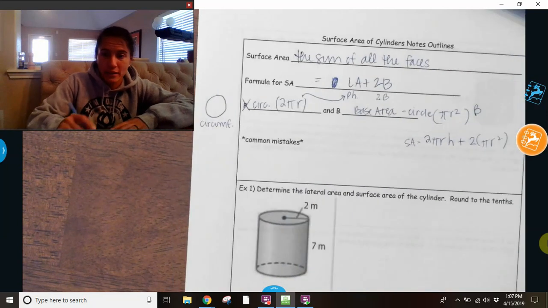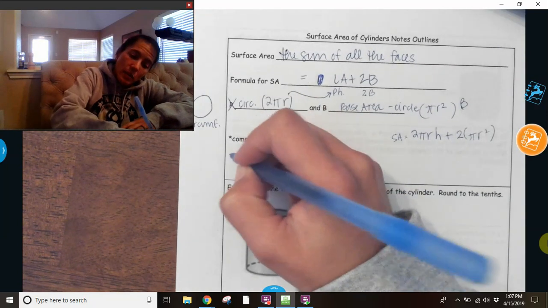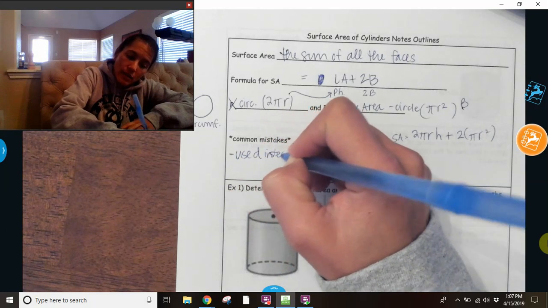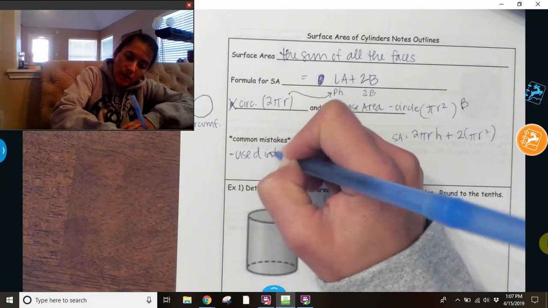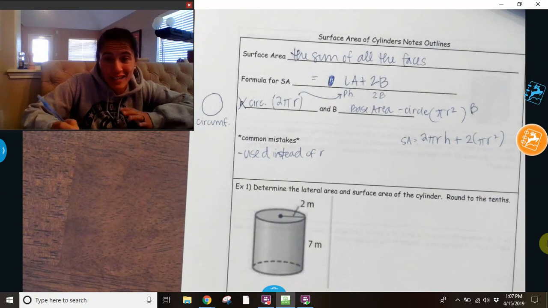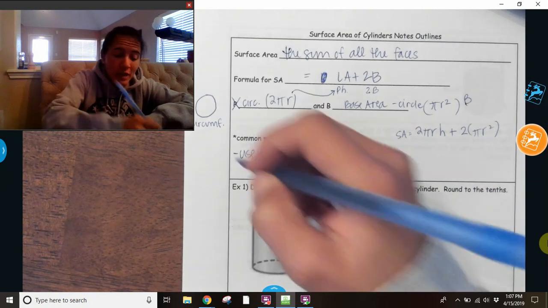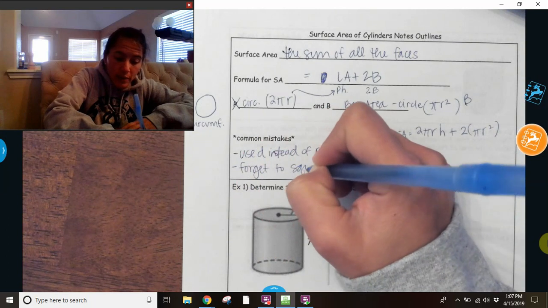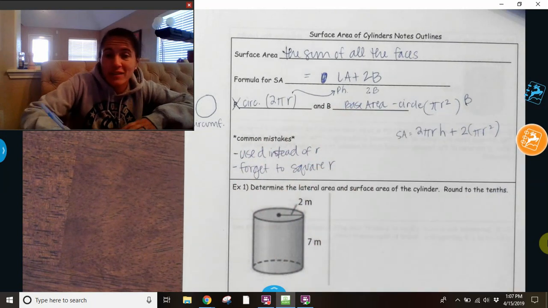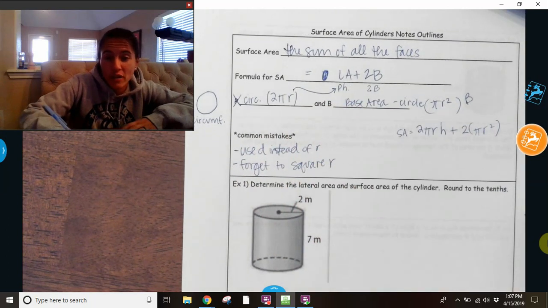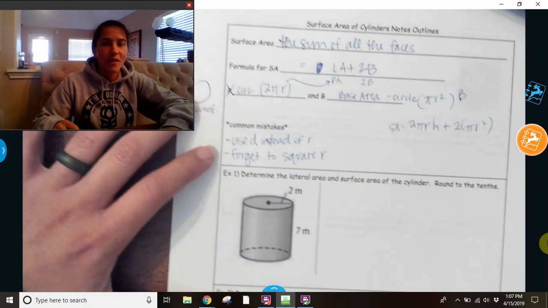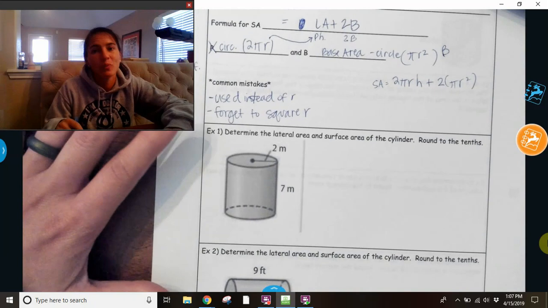Now, some common mistakes. A lot of times people will use the diameter instead of the radius. That's a common mistake. Someone will forget to take the diameter and cut it in half. Students forget to square the radius. Another common mistake is they just forget their formula. But we're going to practice, and you will get this.